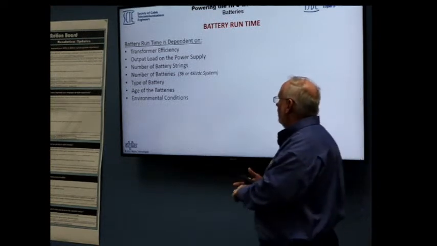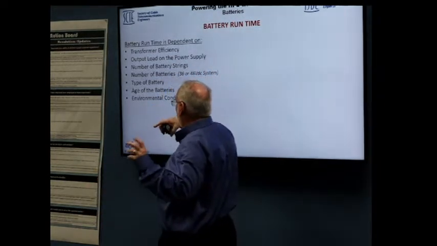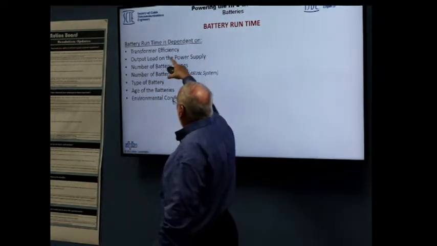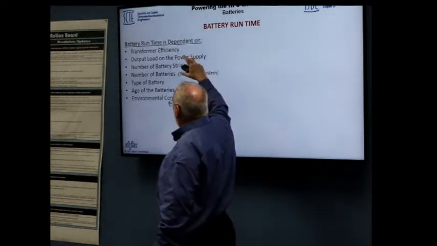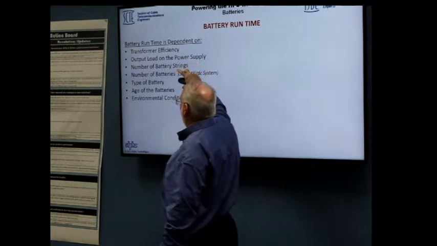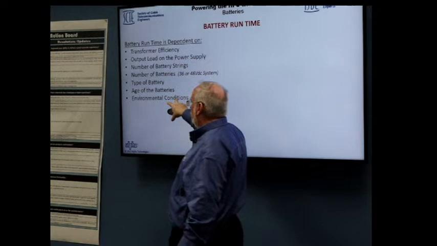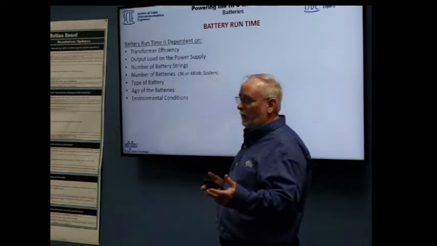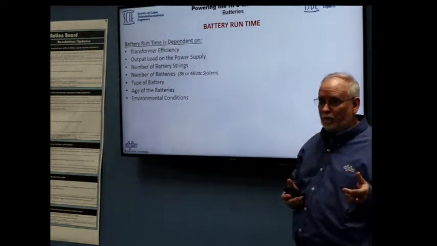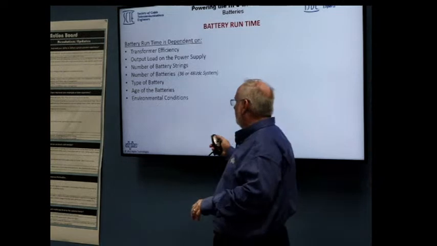Battery runtime is dependent on transformer efficiency, output load. So just to put it in the most important thing, output time is dependent on output load and the size of the batteries, effectively. But when you break it down into these other things, environmental conditions, a system that will give you 4 hours of standby in the summer may only give you an hour of standby in the winter because of the difference in temperature. So things like that can happen.